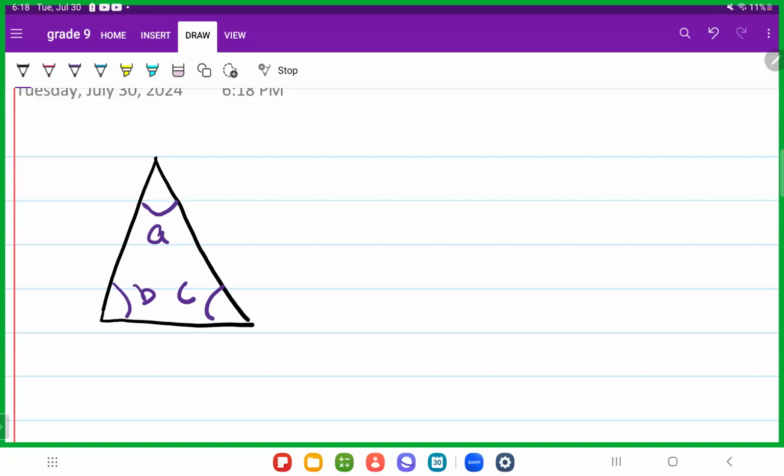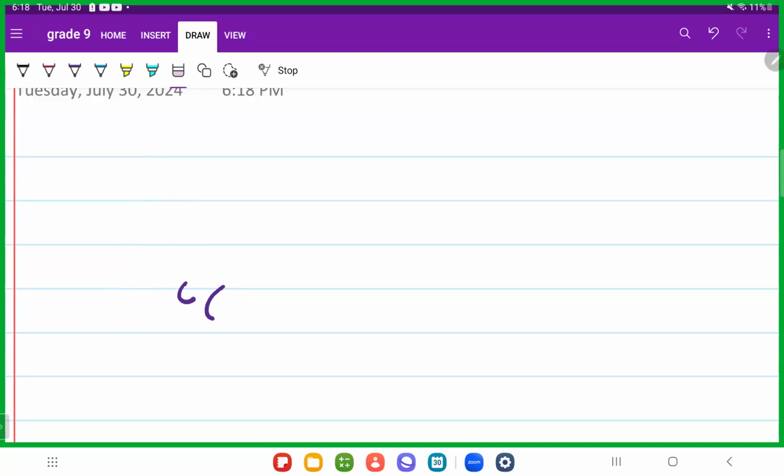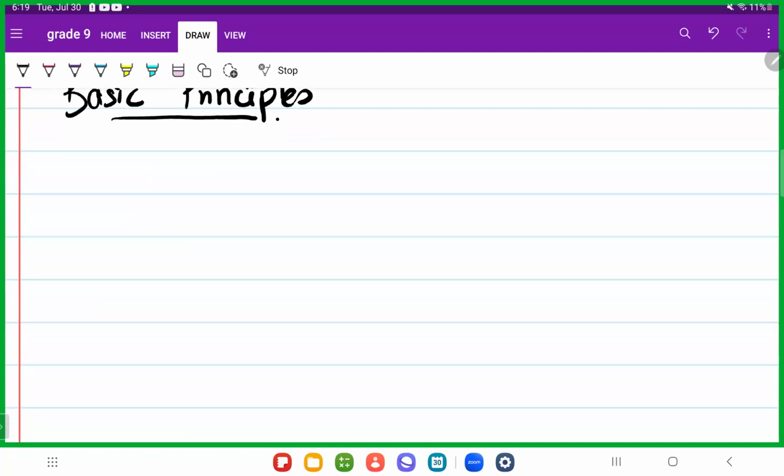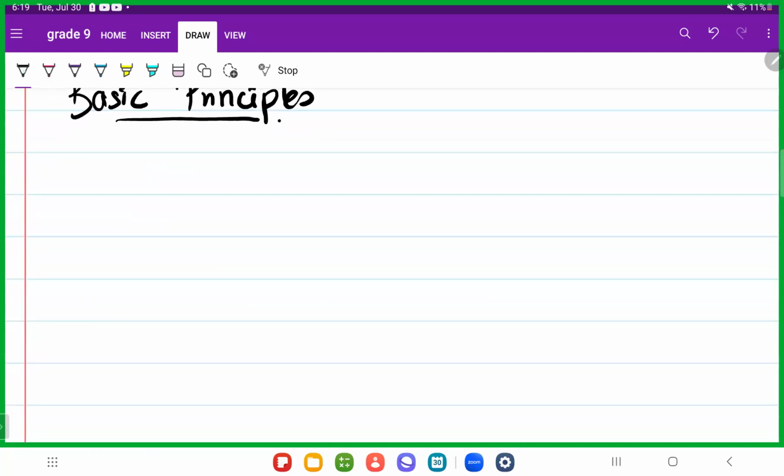So in this triangle, I want you to know, wait, let me just see something. Okay, no. First of all, let's start with the basic principles. So we're going to start with lines first. This is a part of geometry now. So we did one part of algebra. Now we're going to do this chapter.